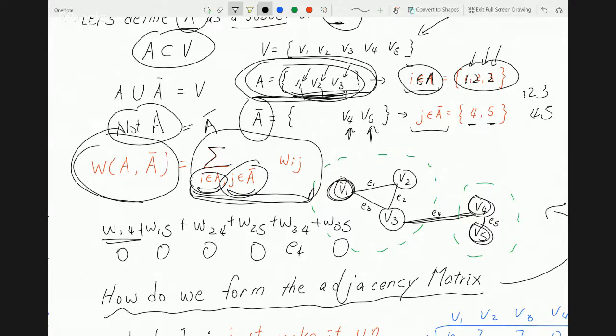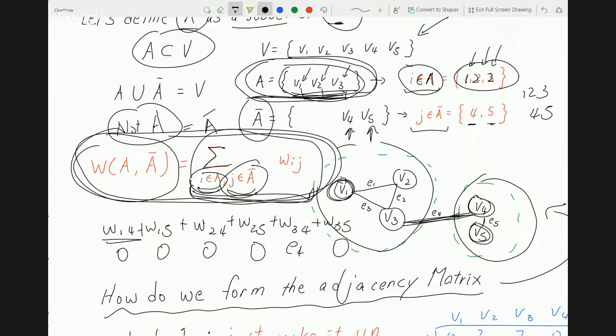So this notation says that if you have two different sets, what is the connection in between the two sets? It's the summation of all the connections. If you're trying to separate these two sets out, we want the connection to be as low as possible. That way it's very clear that they're two completely separate entities. So this is something we want as small as possible.